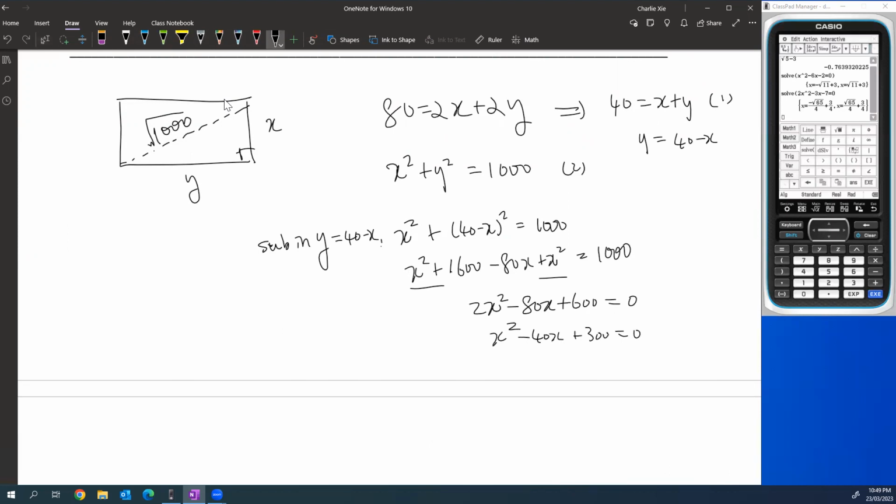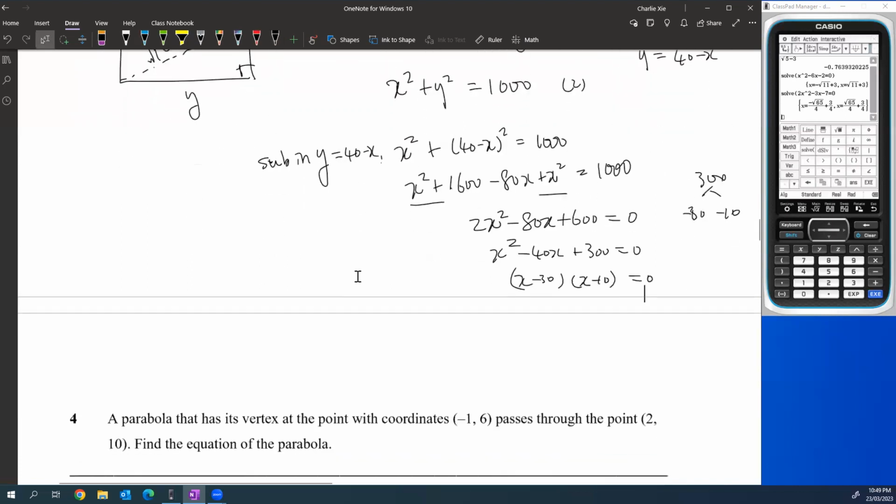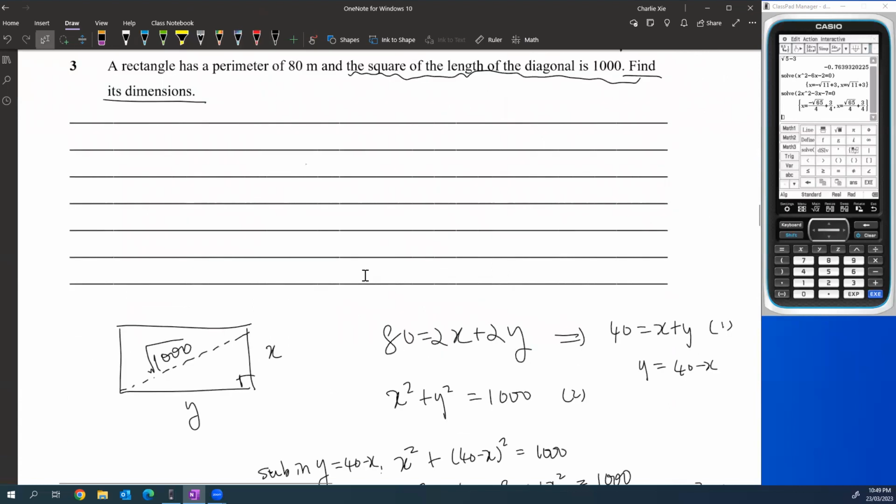All right, and for trinomials, we always check the last term, 300. Somehow realize the answer is just going to be minus 30 and minus 10, because they add to minus 40. So x minus 30 times x minus 10 equals 0. So x equals 30 or 10.